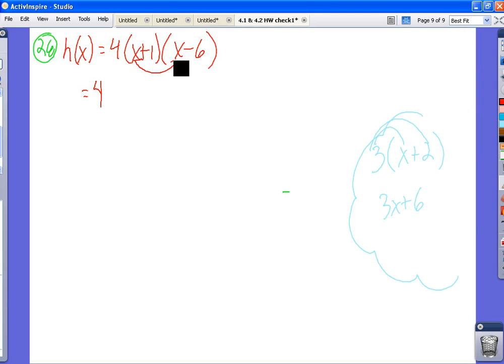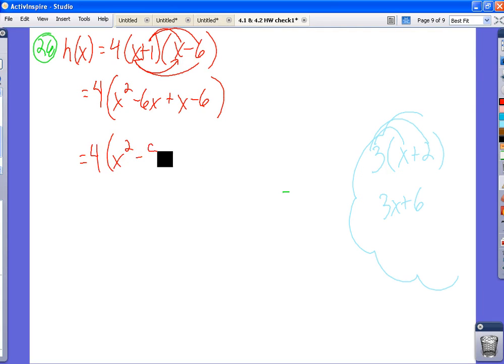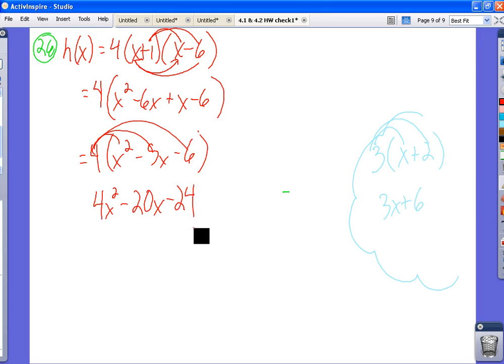So I'll multiply this by x: x squared, negative 6x. Okay, so x got distributed through these parentheses. It's all done. And then we'll use 1. 1 times x and 1 times negative 6. That's x squared minus 5x minus 6. So what do we do with the 4? Distribute it to all three of these things. 4x squared minus 20x minus 24. That's the standard form. So we distribute everything together. Everything is all multiplied out, and we have it in standard form.